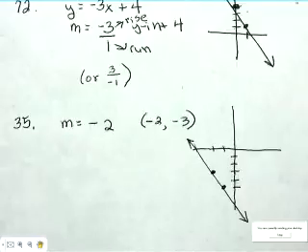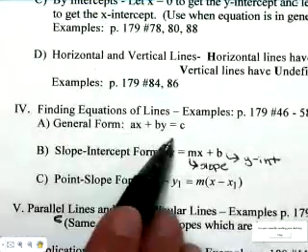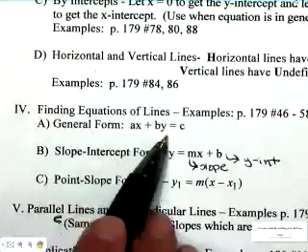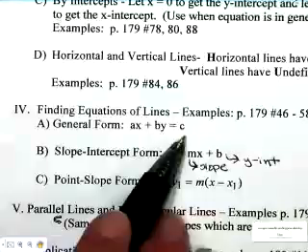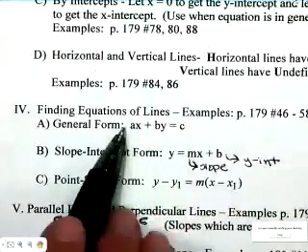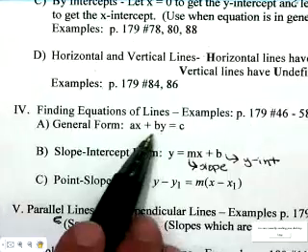There's another form that the equation of a line can be in. It can be in general form. General form is when the x and y are on one side of the equation and the constants on the other. If you give me an equation in that form and I wanted to know the slope, what would I have to do?